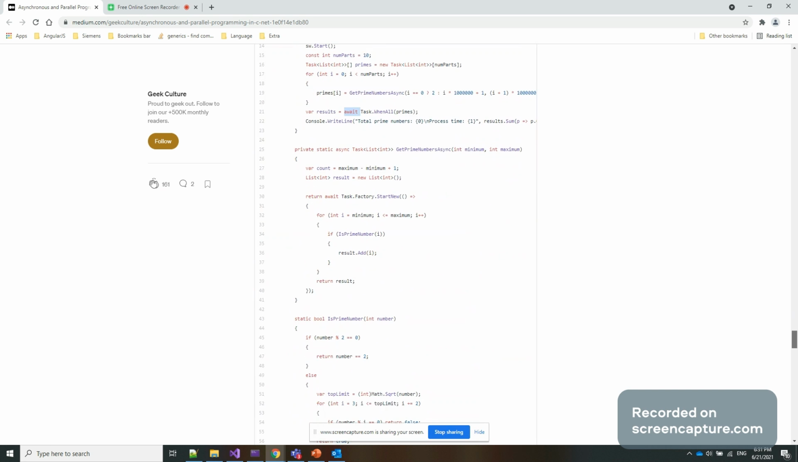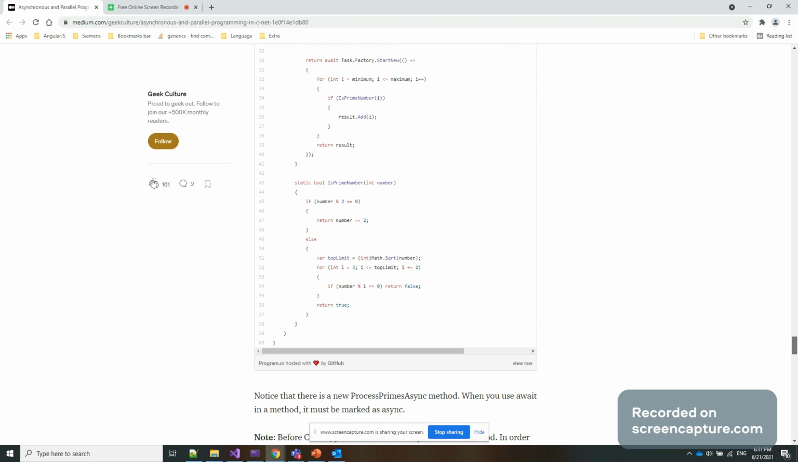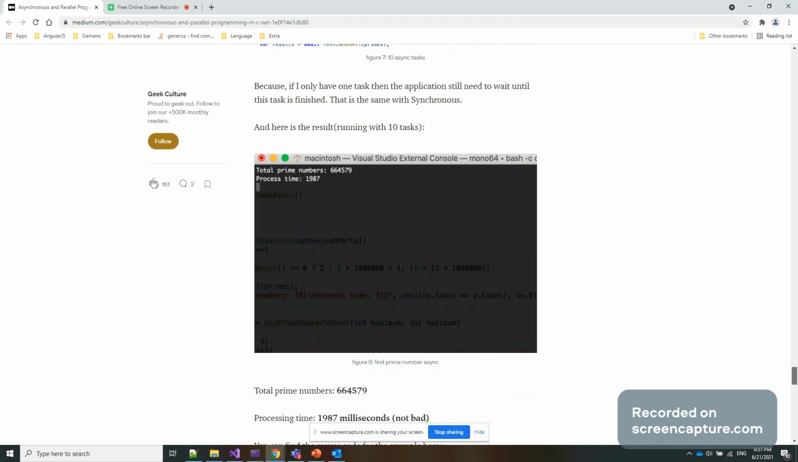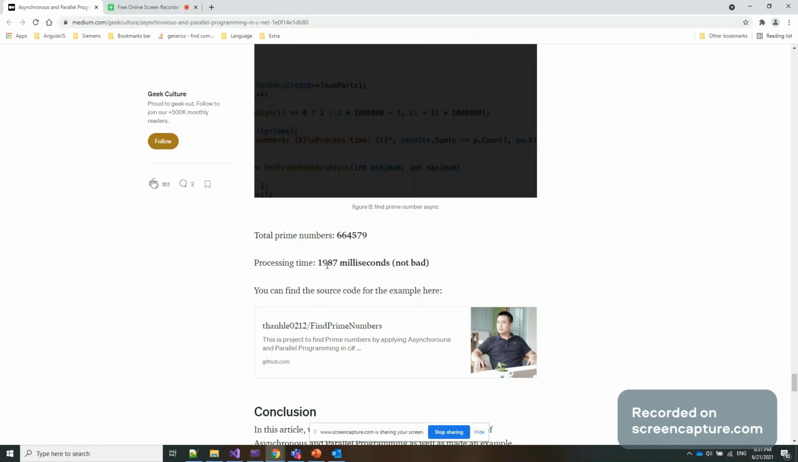Going down, with async await, result-wise the processing time it took is 1987 milliseconds. It's a little bit more than parallel, but not a bad result. So we can take a deeper look into this example. I put this information into the chat box, and parallelly I will put a couple more pieces of information regarding parallel programming.